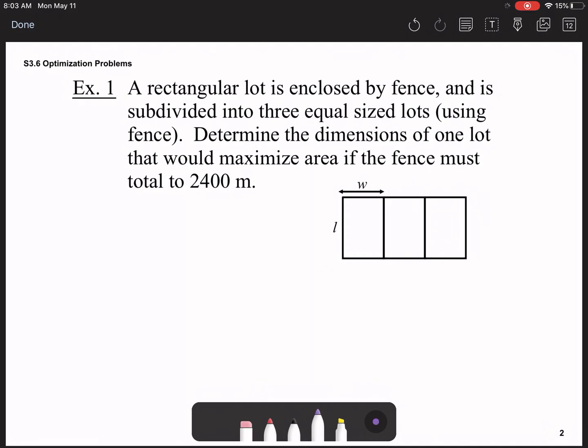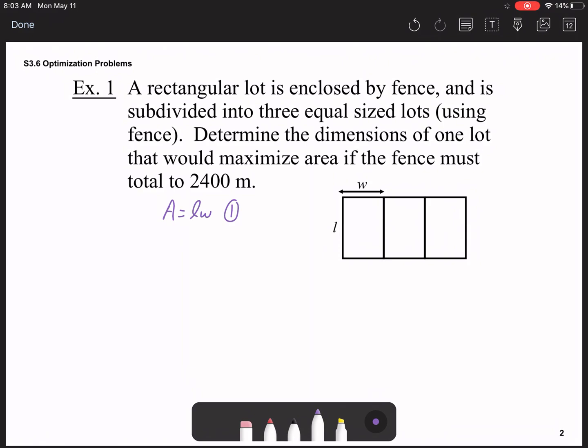So let's create two equations. First of all, I don't know what the area is, so I'm going to call it A. And I know the area is given by length times width. Now you could also multiply this by 3, because if you're maximizing the area of 1, you're maximizing the area of all 3, but not necessary. So I'm going to call this equation 1.